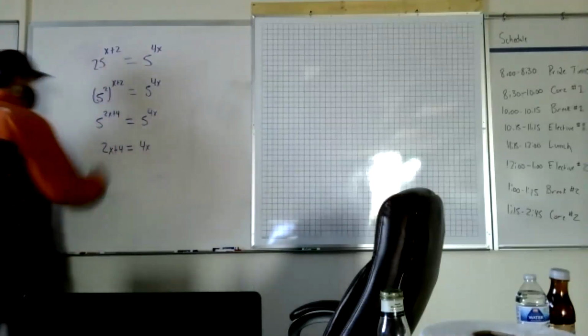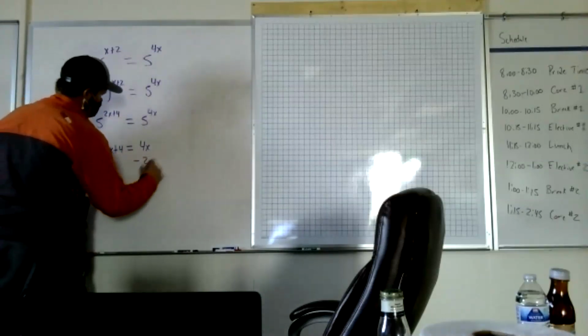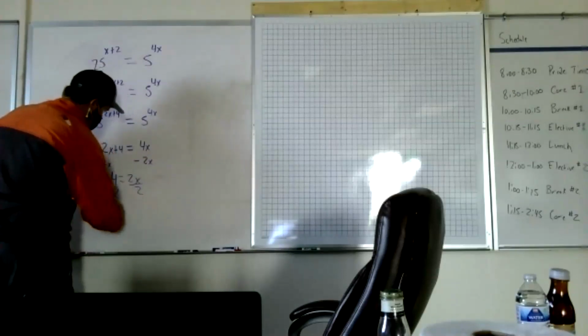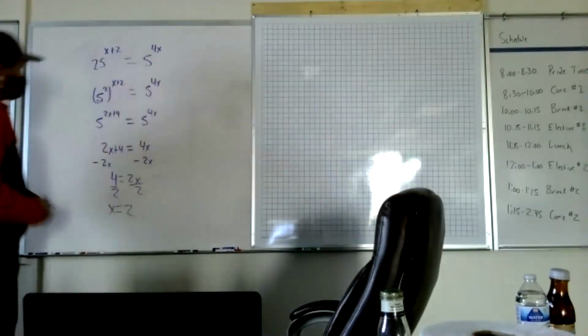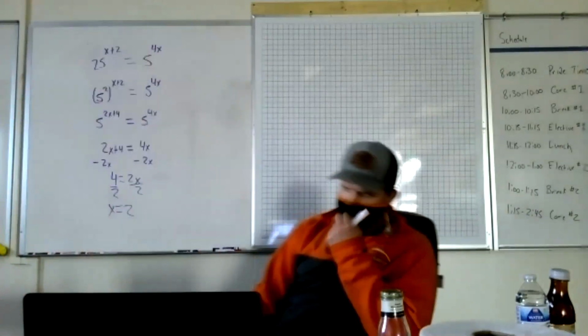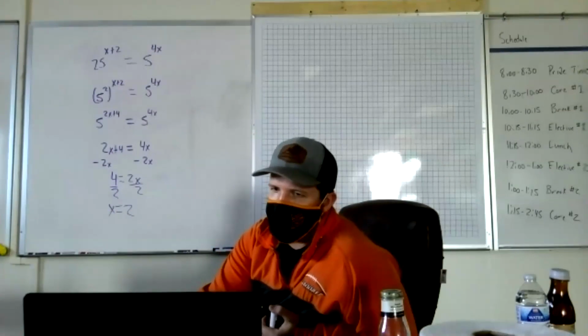Okay. If I subtract 2x from both sides, I'm left with 4 is equal to 2x. Divide by 2 on both sides. I'm left with x is equal to 2. Just like so.